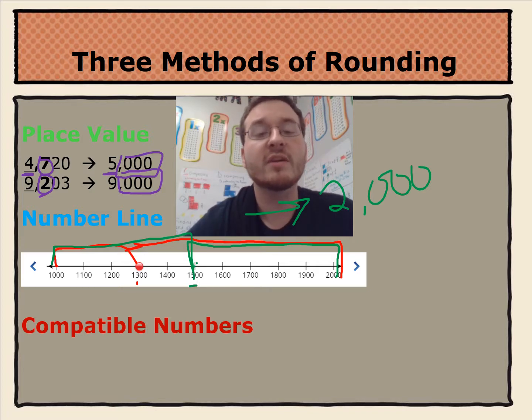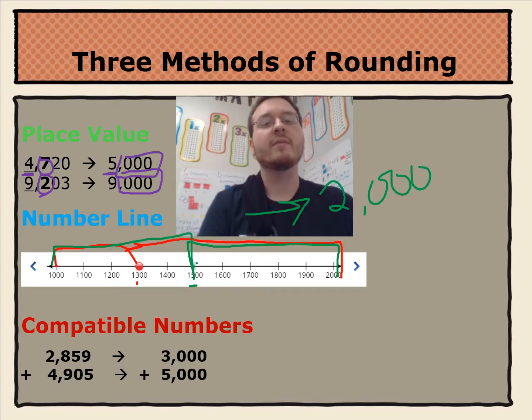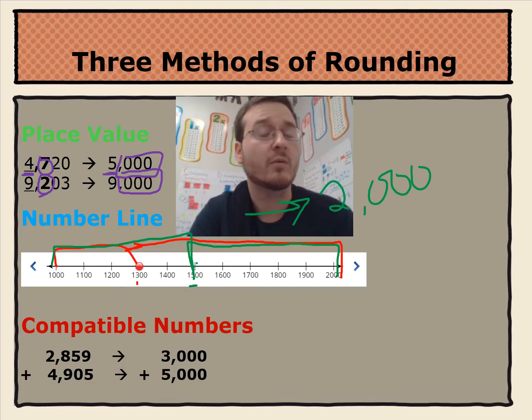Now, compatible numbers have a key word, and I just used it, and it's reasonable. Let's look at these two sets of numbers here. I have 2,859 plus 4,905. Now, you could add this as it is, and it would be kind of complicated between carrying, regrouping, and finding a sum, or I can use compatible numbers and change it to 3,000 plus 5,000, and I'll get 8,000. Because remember, I'm estimating or rounding, so I'm still doing what I'm supposed to do.